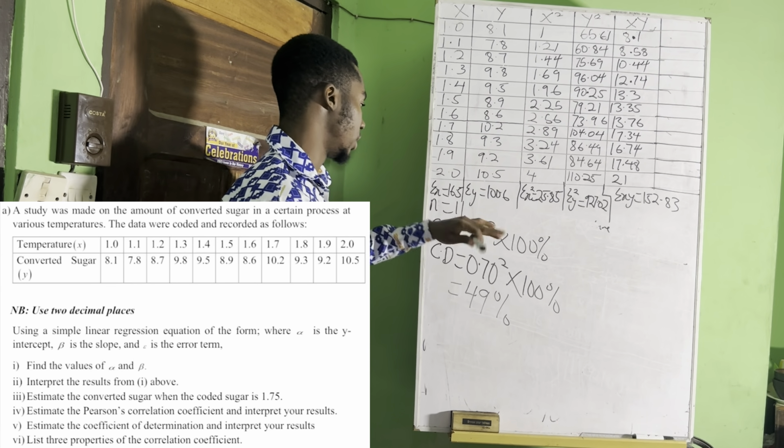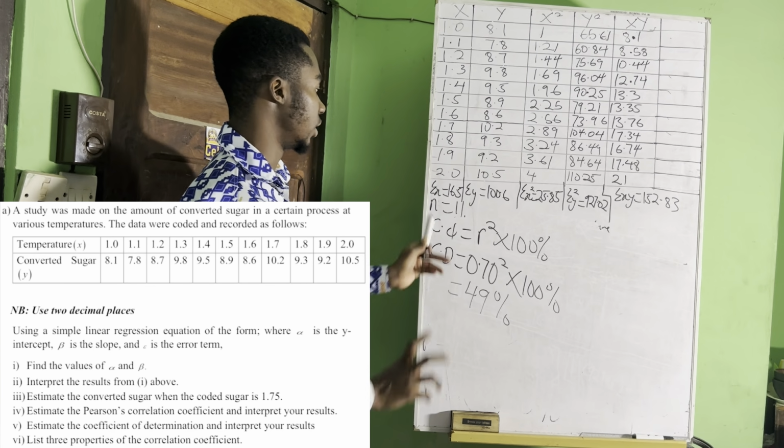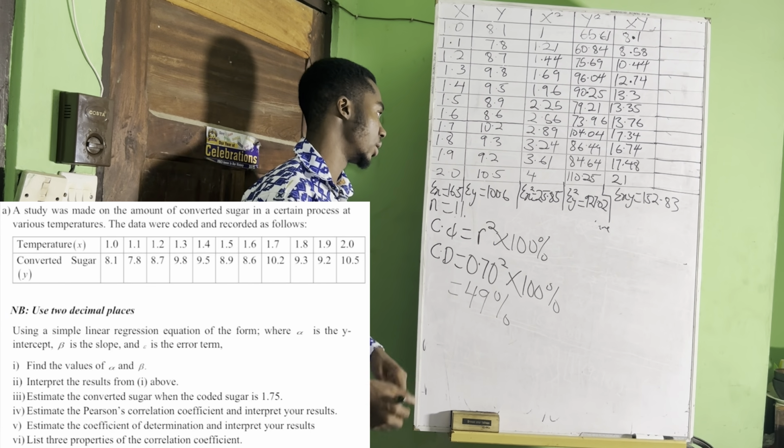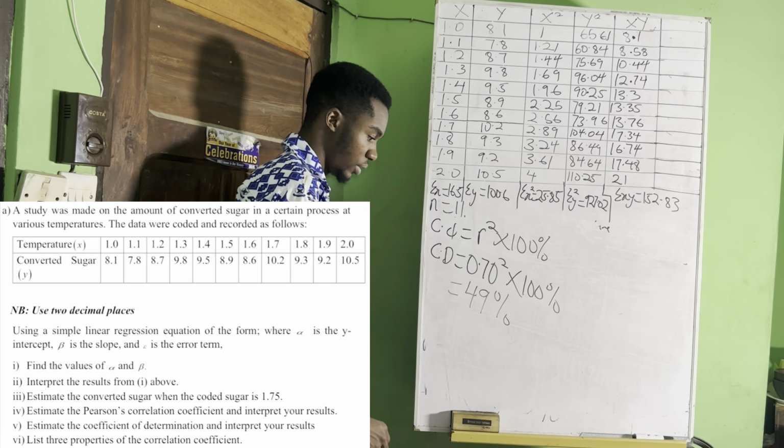Just whatever you get for the correlation coefficient, then square it times 100%. So we are getting 49%. Do you get it? All right, so we are done with the VIN.